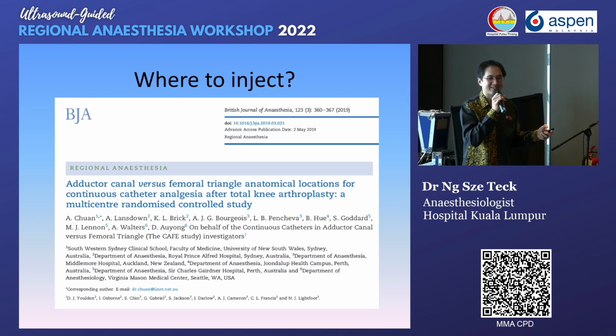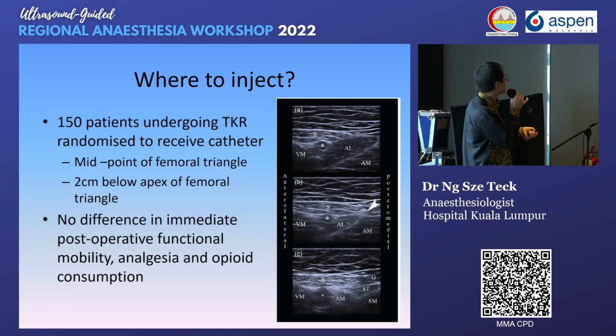Coming to the same problem, where you inject, does it matter? Does it matter whether you do femoral triangle or adductor canal? This paper was published in 2019. 150 patients undergoing TKR were randomized to receive a catheter at the midpoint of the femoral triangle, which is 2 cm below the apex of the triangle, or in the adductor canal. They compared these two groups and found that there's no difference.